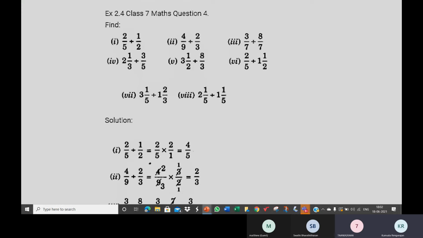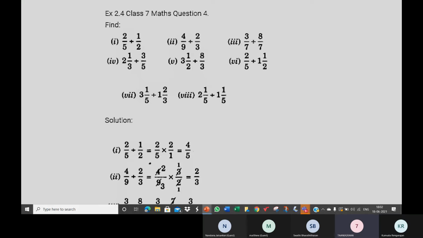Next, we have to change the denominators. We have to take the LCM of 5 and 3, which is 15. No. For multiplication and division, we don't use LCM. So how do we do it?